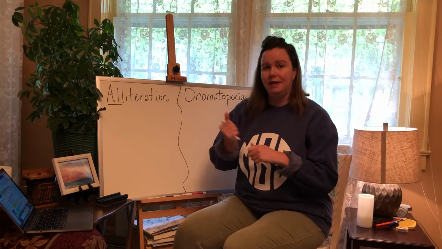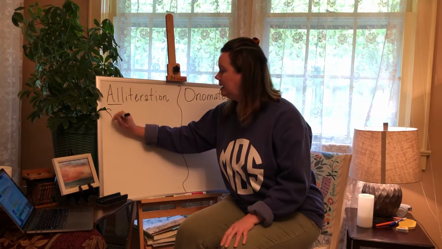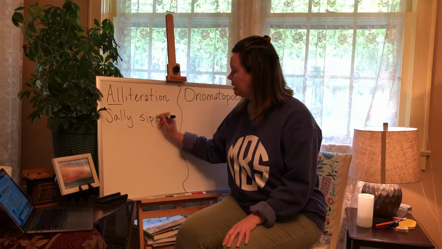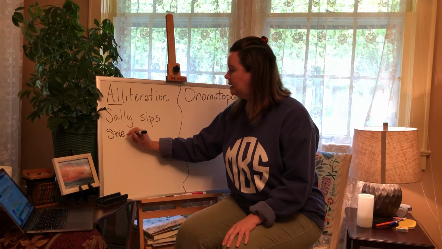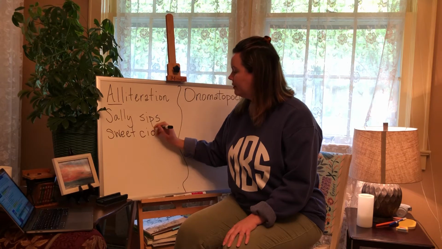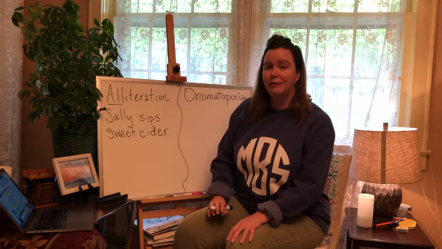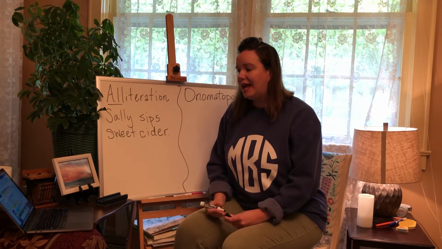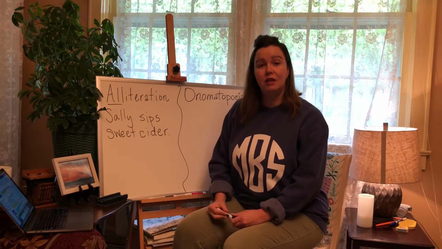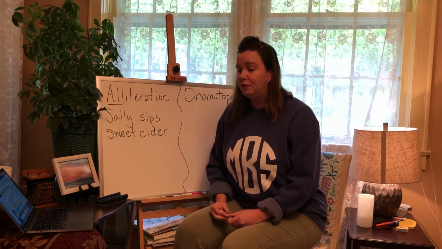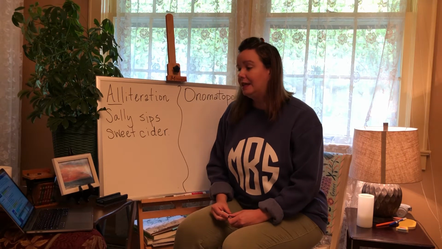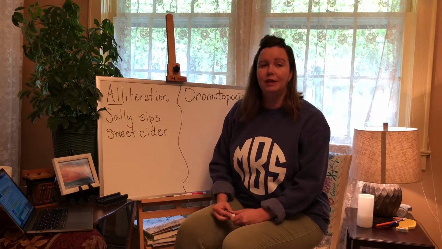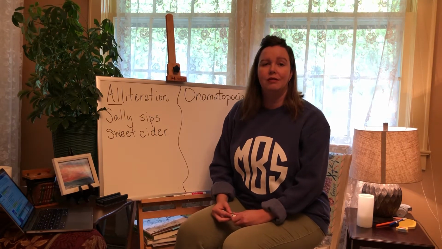So I wrote one. I wrote Sally sips sweet cider. And so all of these words begin with the same sound. And here's some other examples. Hannah Harriet happily hopped home from hopscotch. Gregory Grumble grew great green Greek grapes. Billy Bob blew big bubbles. Meredith made muffins with milk. So those are all examples of alliteration.